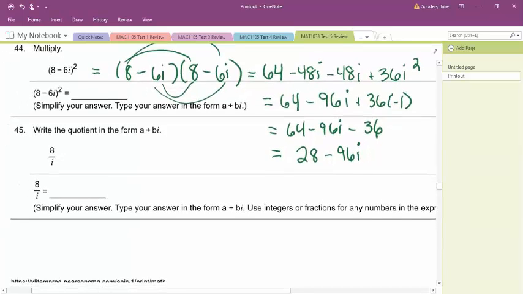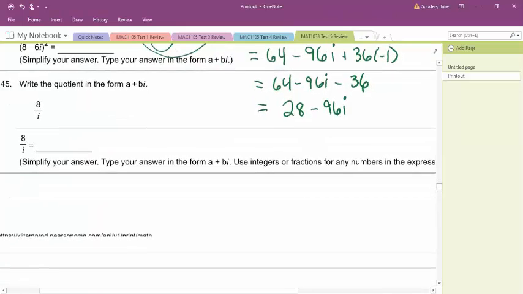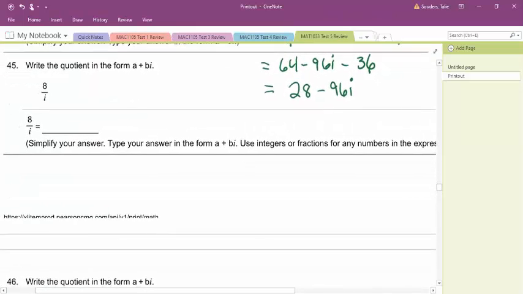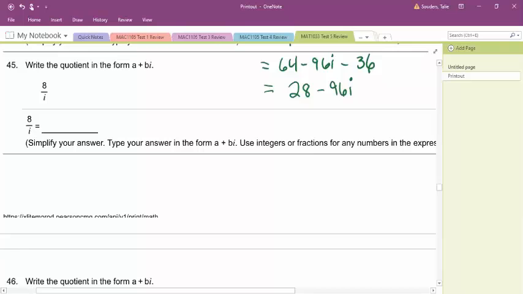Number 45. Finding quotients is actually similar to what we did earlier when you rationalize the denominator. So when there's only one term in the denominator, you can multiply by i. Okay, kind of like when you have a radical, you just multiply by whatever the radical is. So here, you can multiply by whatever the complex number is, which in this case is just i. That works if you only have one term.